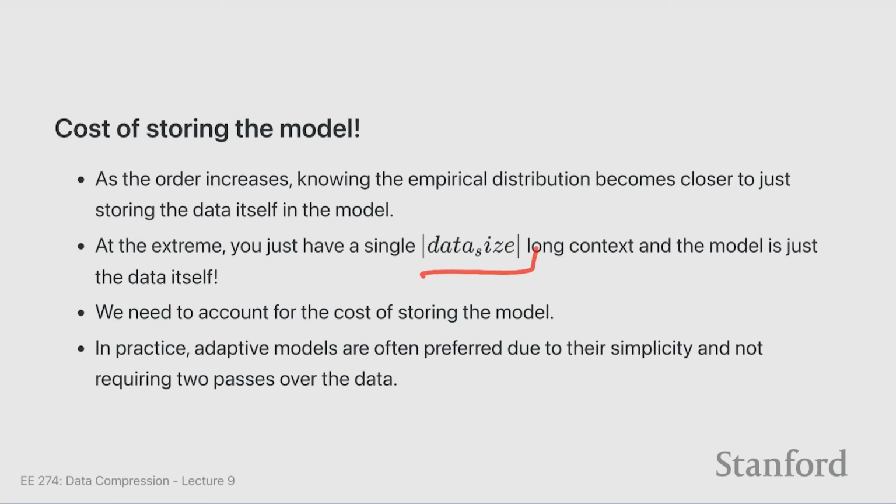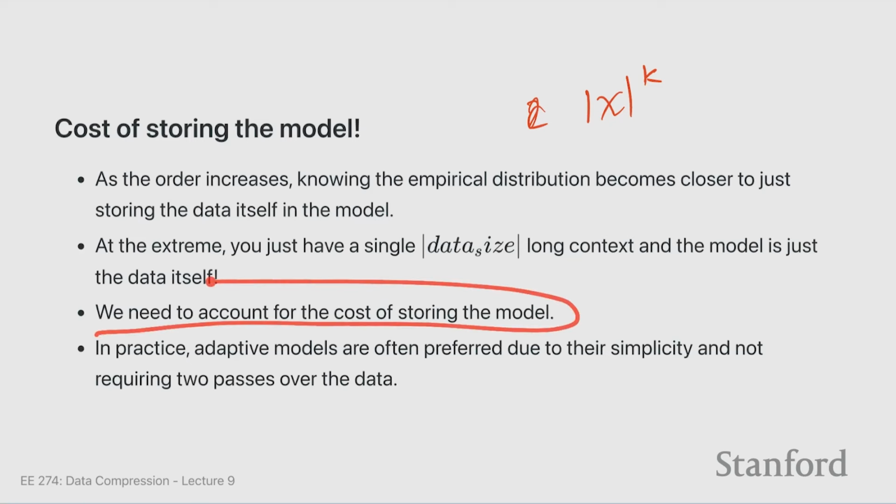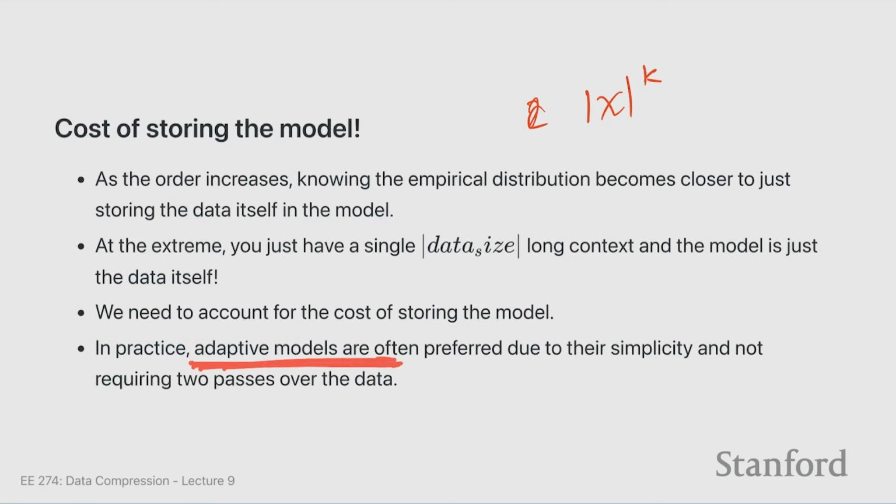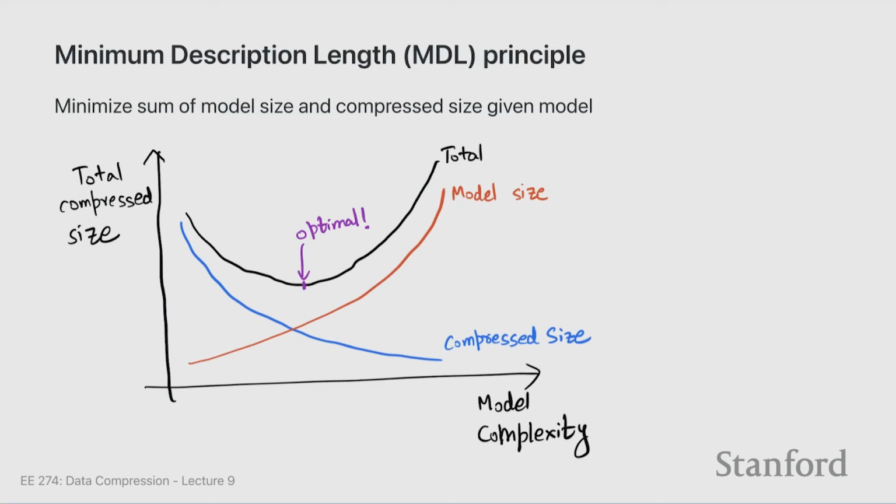So as the order increases, knowing the empirical distribution basically becomes storing the data in the model. So you're not doing anything smart at that point. Recall that the model size is exponential in the order, right? So as the order becomes bigger, the model overwhelms everything. And therefore you need to account for the cost of storing the model. And this is another reason where adaptive models are often preferred, because you don't need 2 passes. There is this principle, we won't talk too much about it, but I think this will convey what I was trying to say.